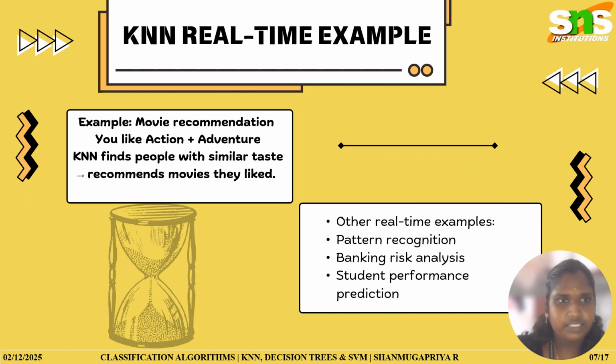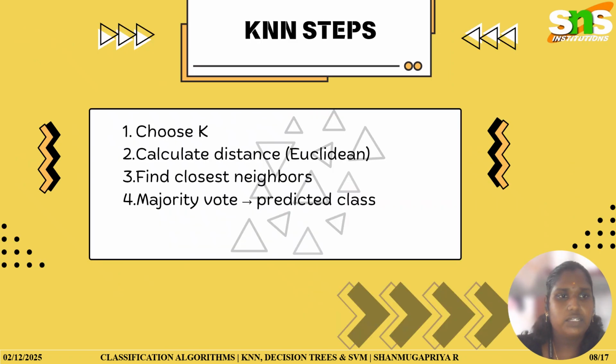What are the real-time examples? Movie recommendations, based on whether users like or dislike certain actions, all come under this. Other real-time examples are pattern recognition, banking risk analysis, and student performance prediction. Next is how it works. We choose a K, calculate the distance using the Euclidean formula, find the closest neighbors, and take a majority vote, whether it is yes or no. It works on both classification and regression.